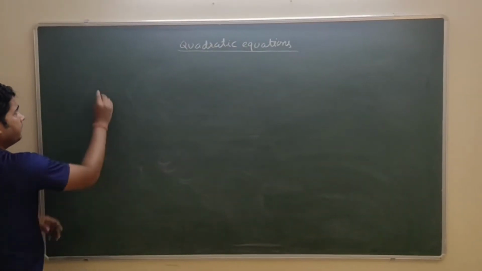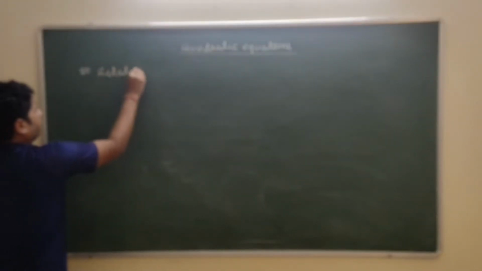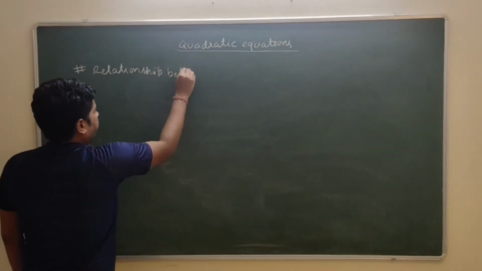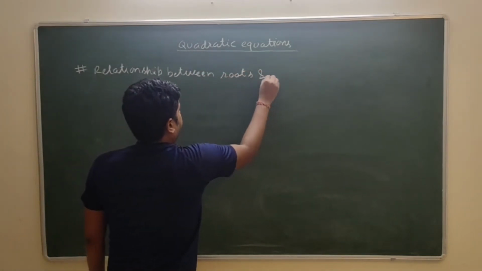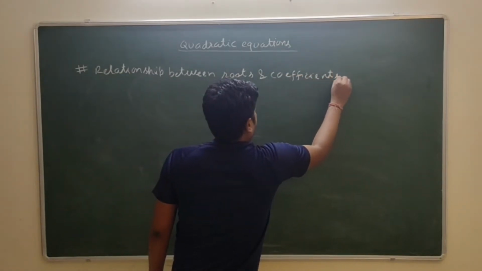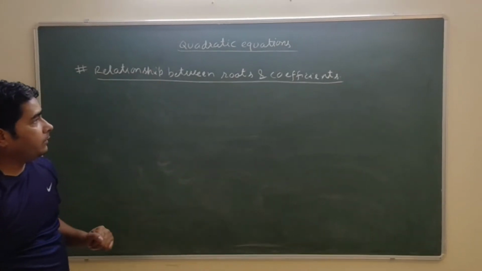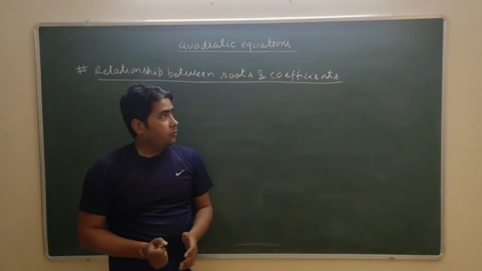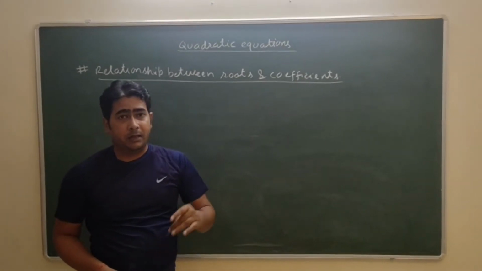Okay, so the topic is relationship between roots and coefficients. In this topic, we will see what the relationship is between roots. Roots means alpha and beta. So we will see the relationship between the roots, that is alpha and beta, and the coefficients that are a, b, and c.